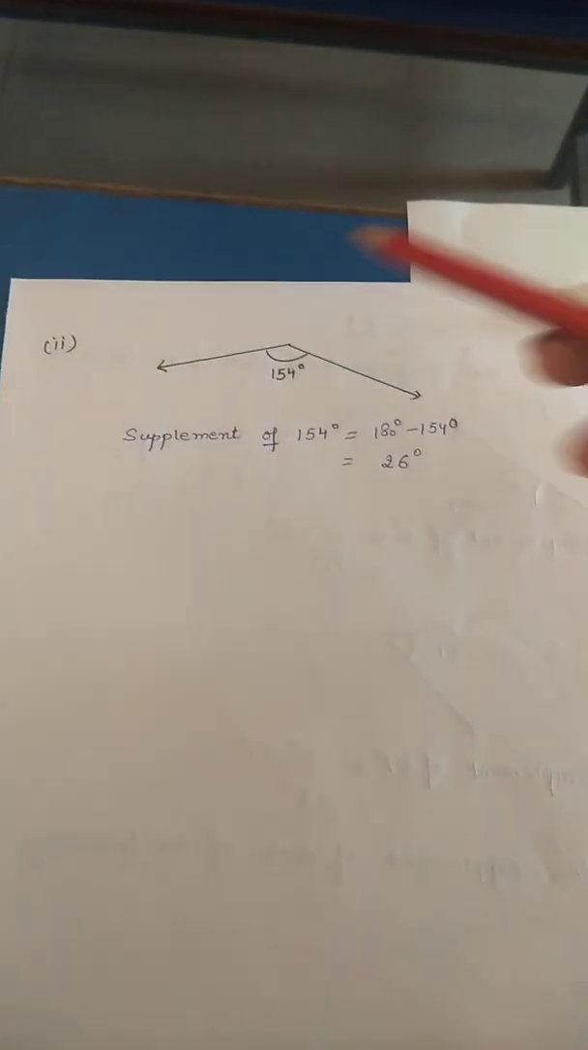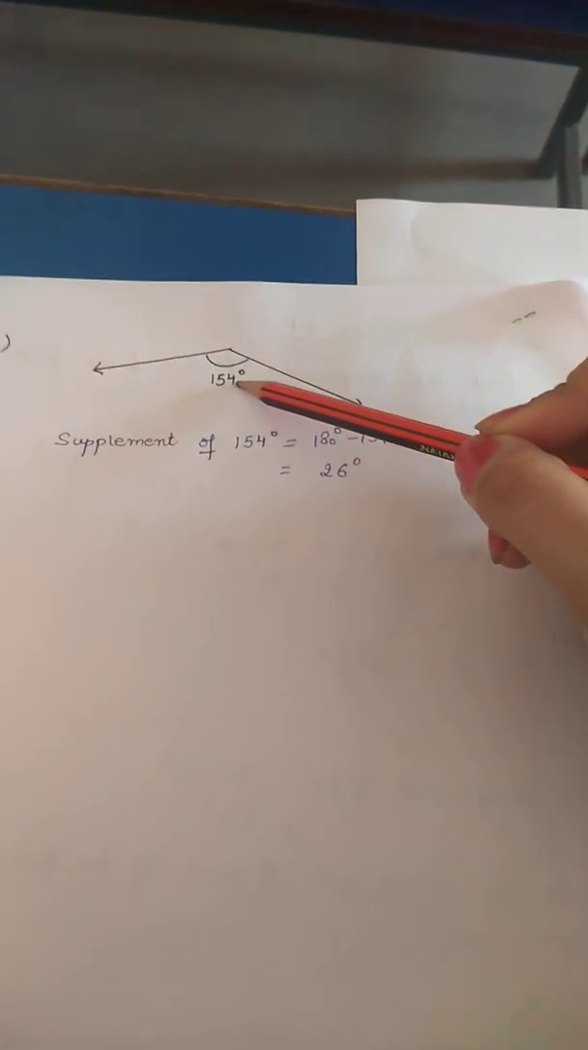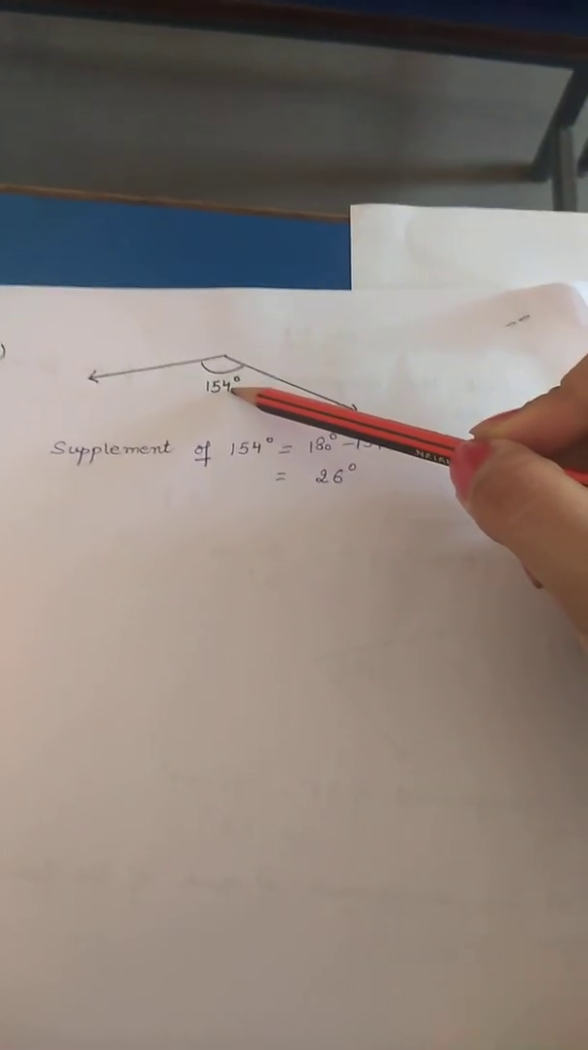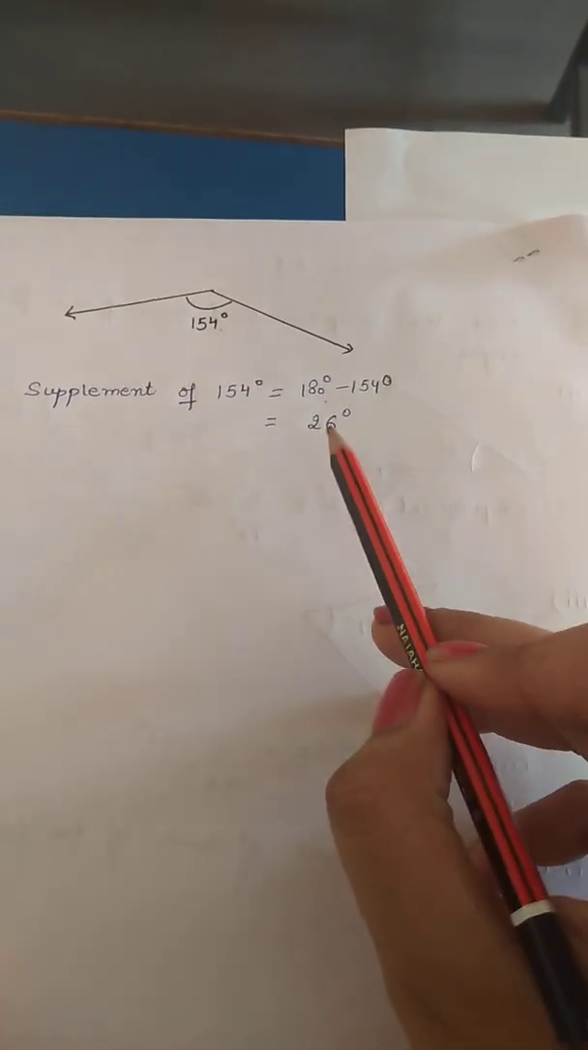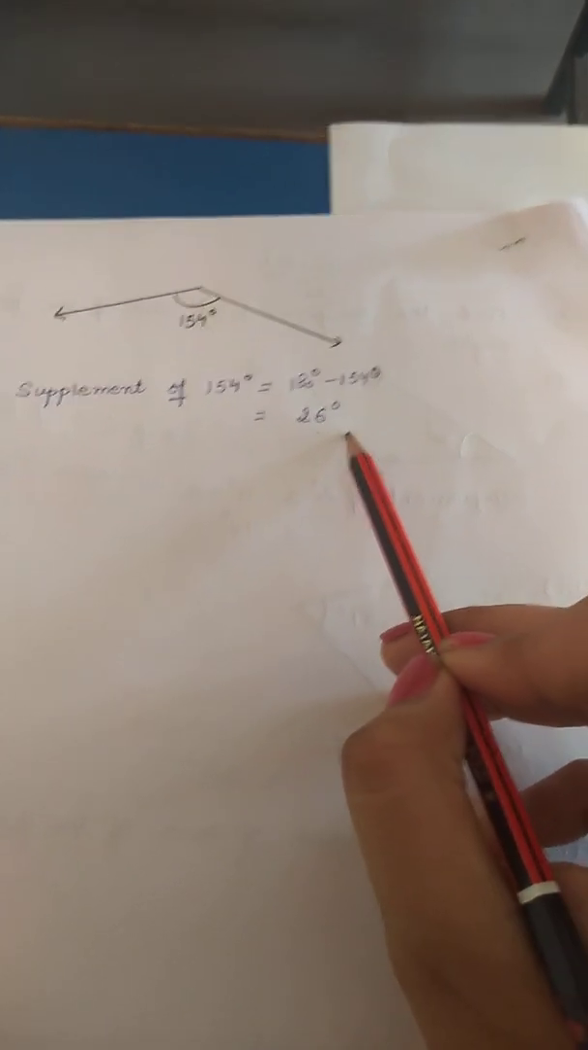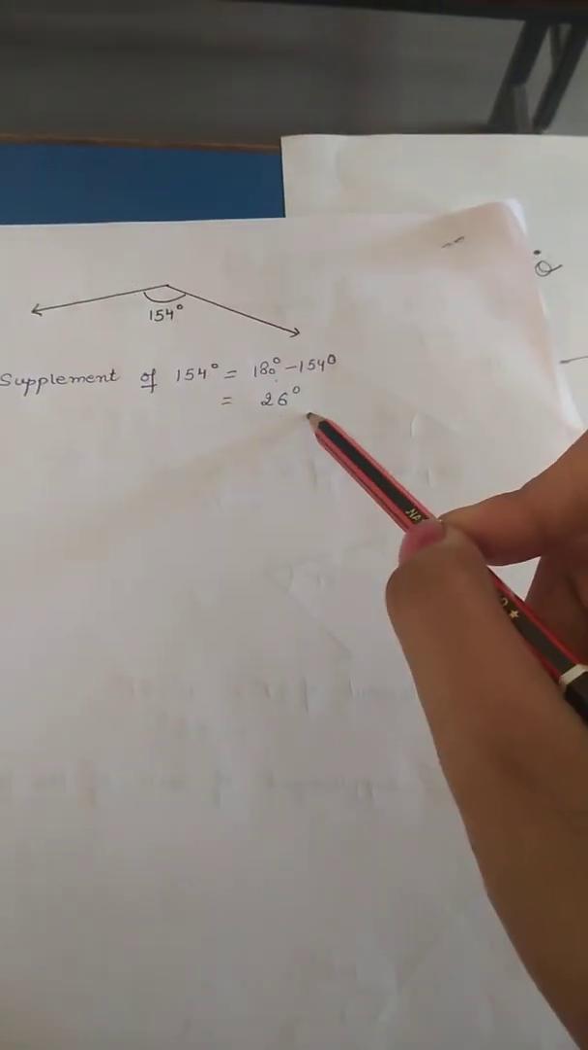Now I have also done question number 2. This is 154. Find the supplement of 154. Again, what will we do? We will subtract 154 from 180, which is equal to 26 degrees. Now, the remaining questions are your homework.